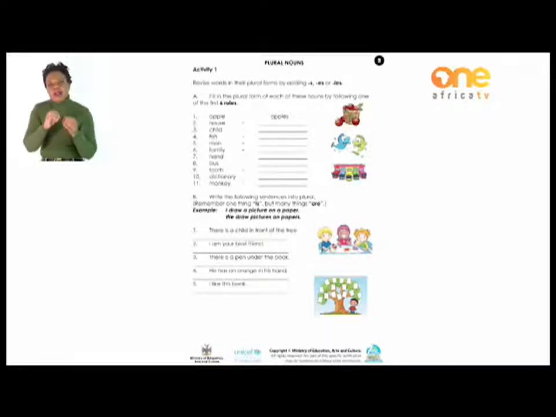Number 2 is saying, I am your best friend. How do you pluralize that one? There is a pen under the book. The first thing is to identify the nouns and be able to change them into their plural forms. Let's continue to page 6.